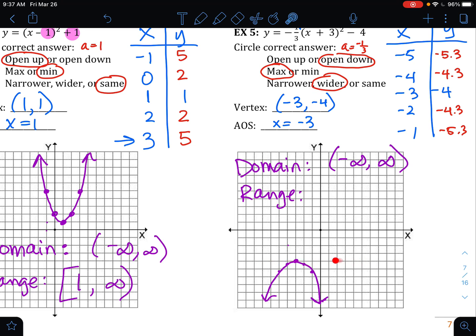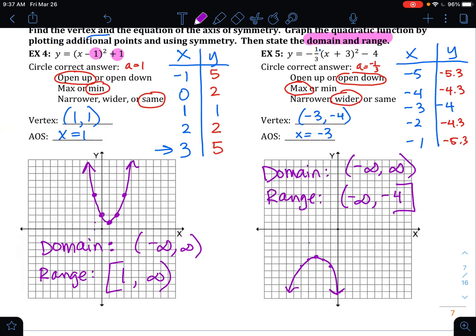Okay. My parabola is topping out here, and this is negative 4. So the smallest number is down here in negative infinity. It goes up to negative 4 and stops. So small number is parenthesis negative infinity. Large number is negative 4, and you want to bracket there.